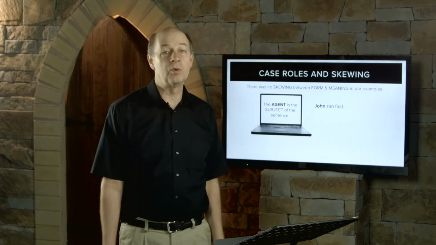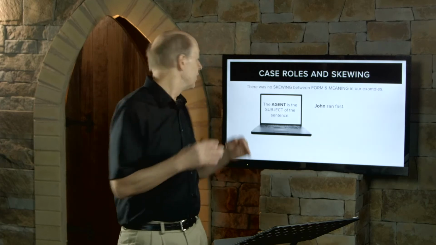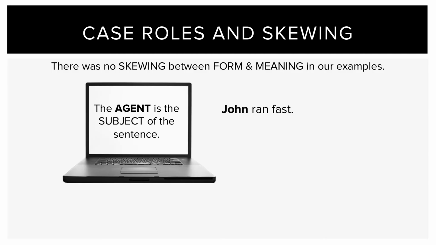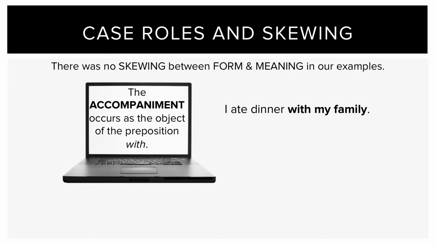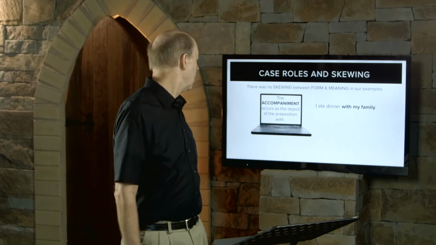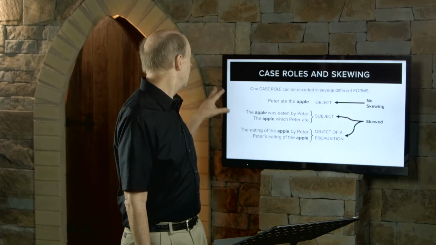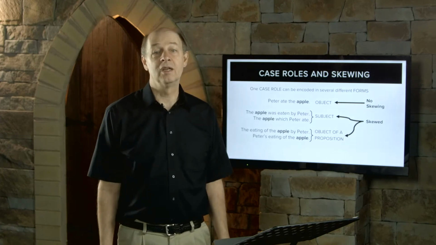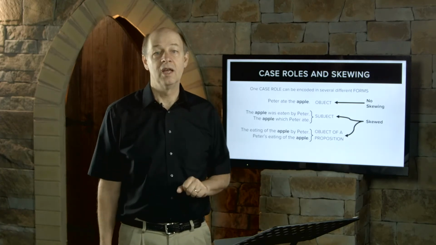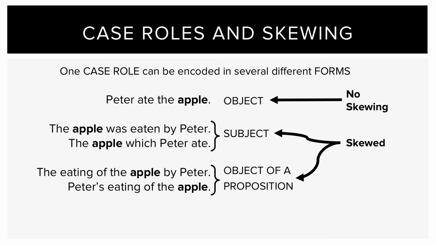So in the examples that we saw, there was no skewing. The agent in this example is the grammatical subject of the sentence. John ran fast. Also, the accompaniment concept occurs as the object of the preposition with. No skewing here. I ate dinner with my family. But often there is skewing, and we need to keep this in mind as we analyze case roles, just as with all areas of semantics.